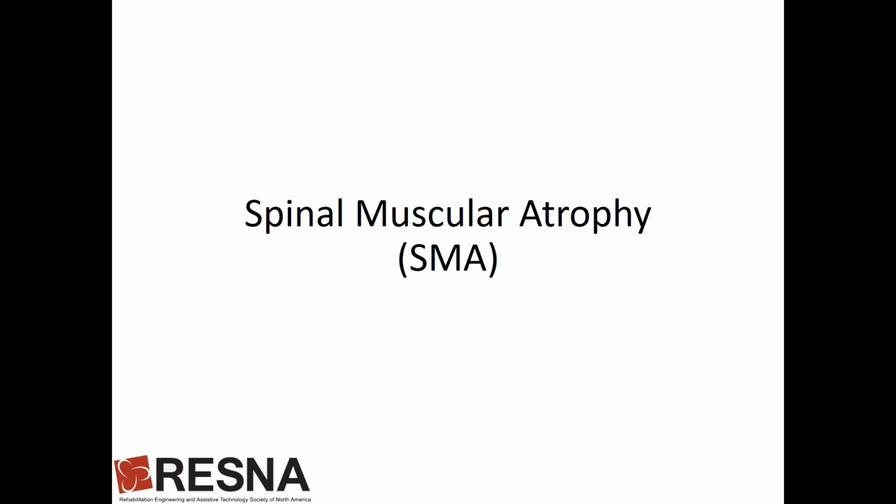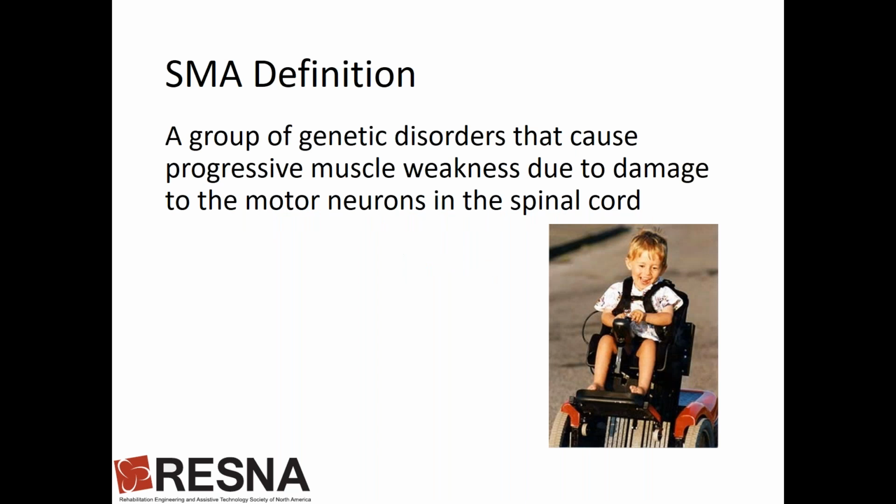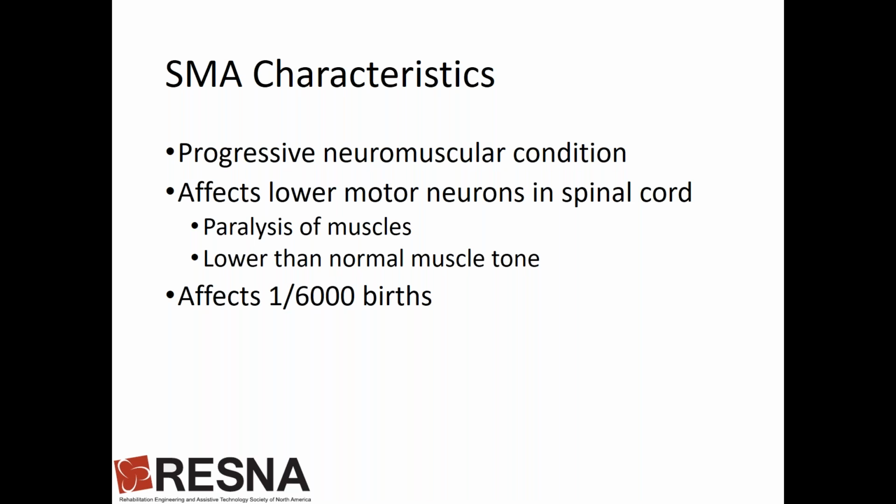So now we're going to go into spinal muscular atrophy, and you'll hear that as SMA. So the definition, this is genetic. It's a group of genetic disorders that cause progressive muscle weakness due to damage to the motor neurons in the spinal cord. It is progressive. It affects lower motor neurons. So you'll see paralysis of muscles, and you see lower than normal muscle tone.